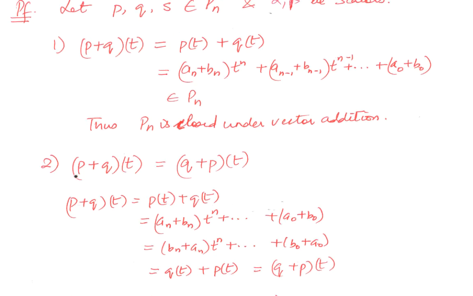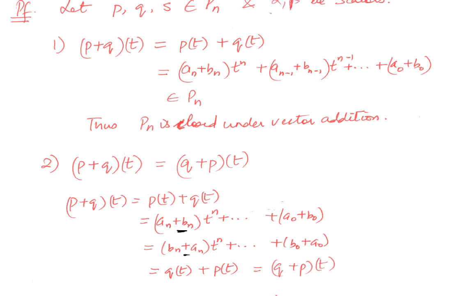Commutative means it doesn't matter which polynomial is written first, p or q. In the end, it is the same. So P plus Q of t is the same as Q of t plus P of t. If you notice, these are coefficients of the variable t. So an plus bn tn is the same as bn plus an, because these are real numbers, guys. It doesn't matter which one you put first.